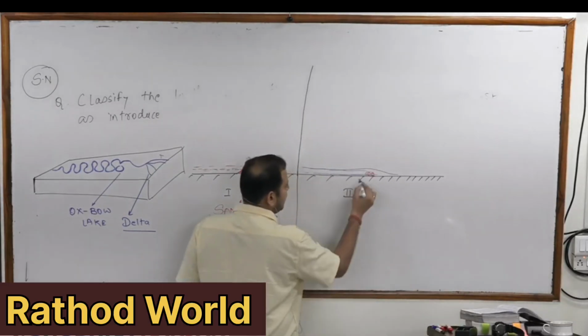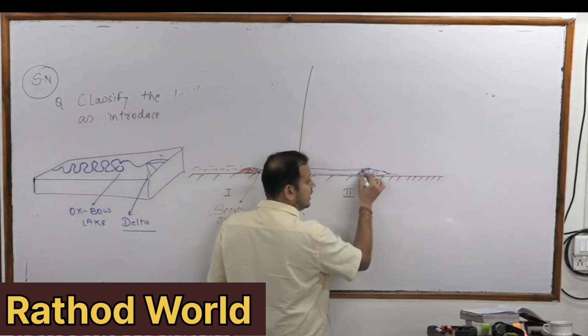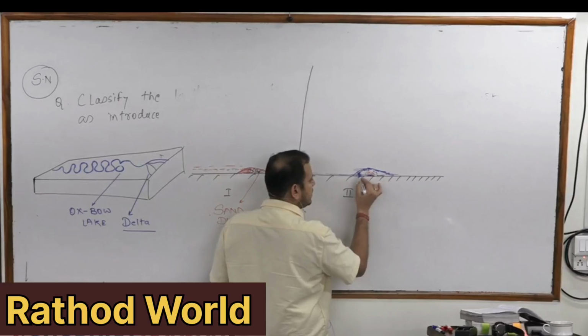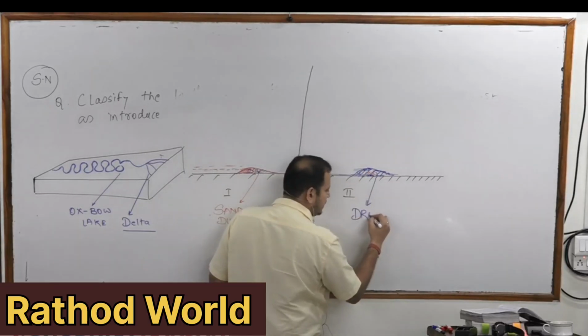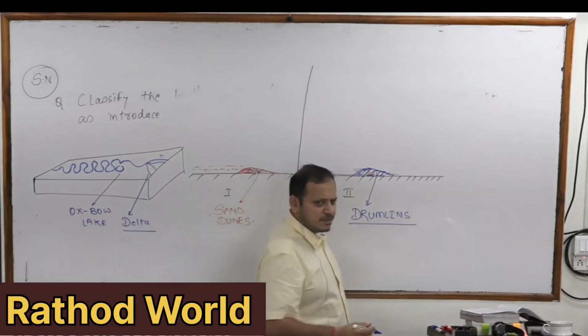So over the period of time, these sediments will be deposited here. Now when the glacier melts, water हो जाता है, but the sediments remain in this region. And these sediments are known as, you will understand this, drumlins. I have just taken an example here.